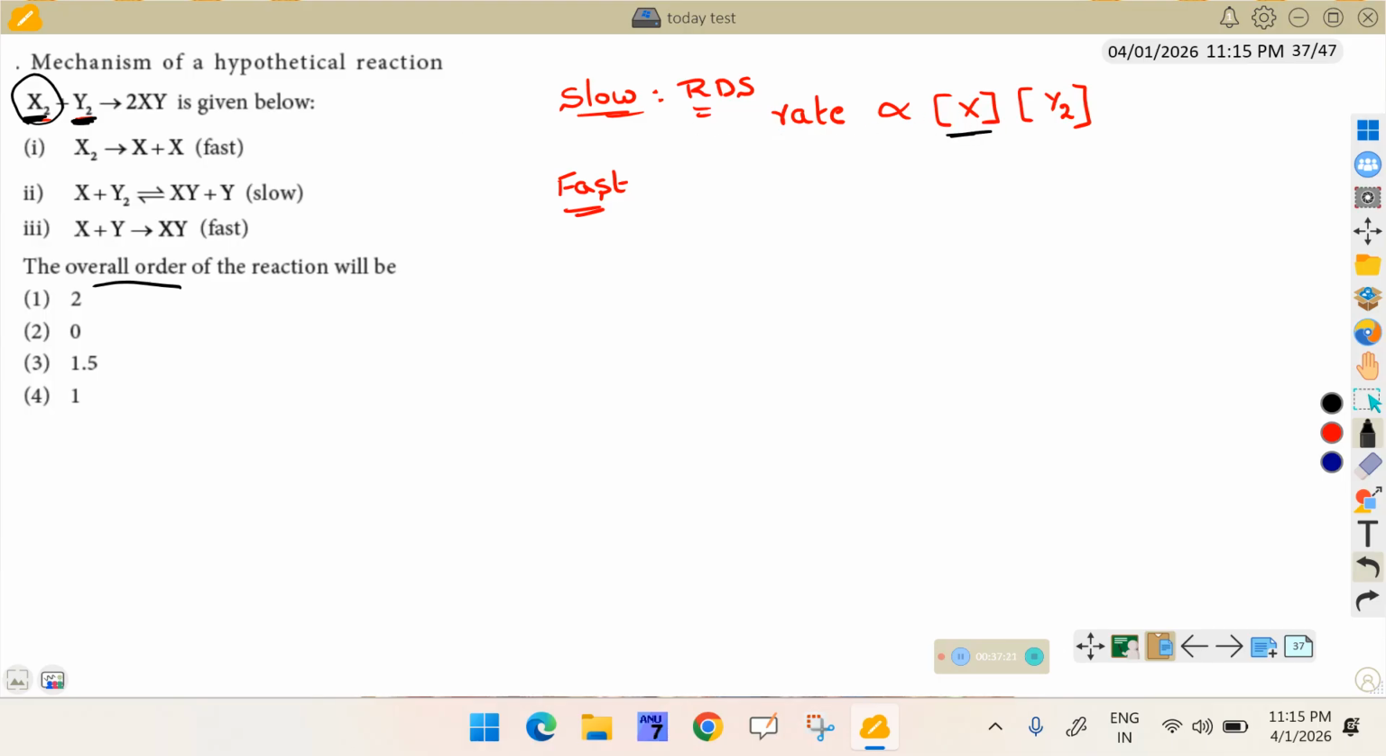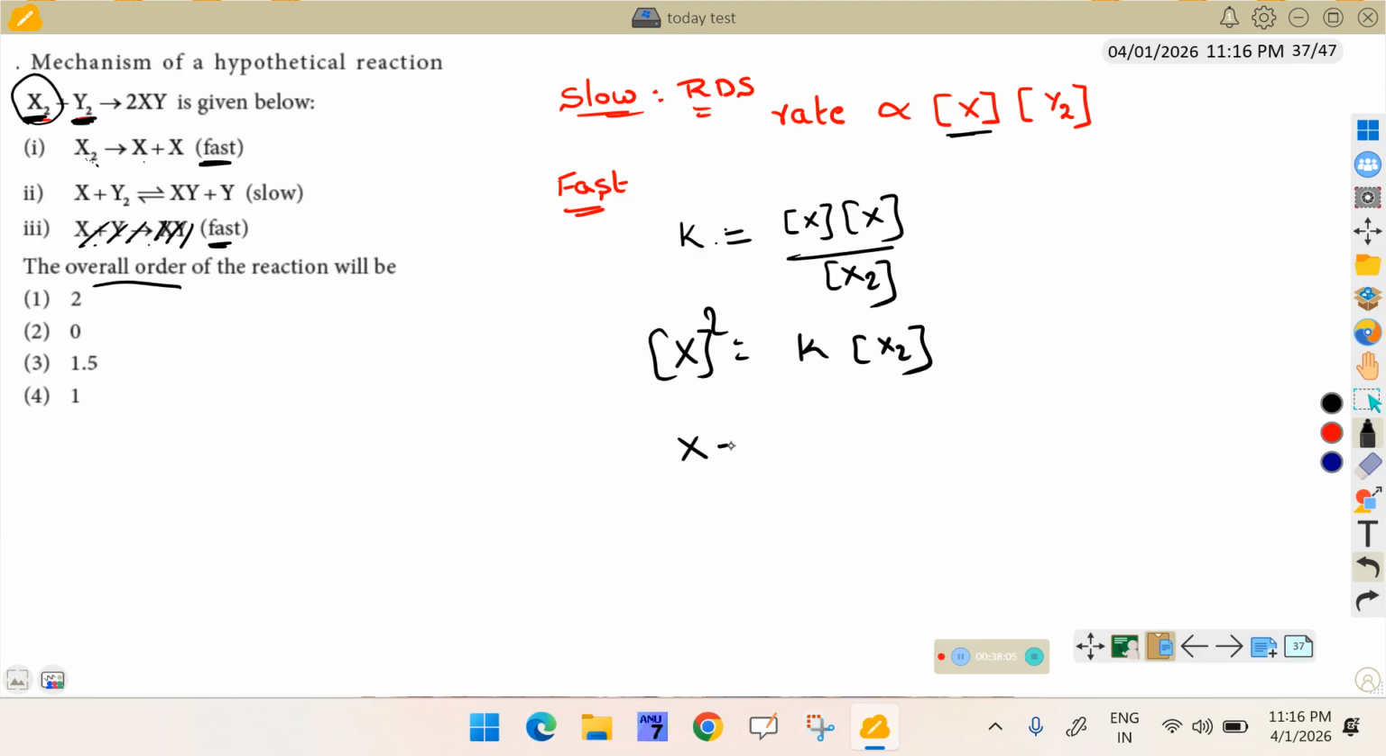X2 is also present as a reactant, but here instead of X2, X is present. So first X2 is converted to X. In the first fast step, X and X2 terms are involved. But in the third step, X and X2 terms are not involved, so neglect this. By using the fast step, calculate the equilibrium constant. K is equal to concentration of X into concentration of X by concentration of X2. So X square is equal to K into X2.